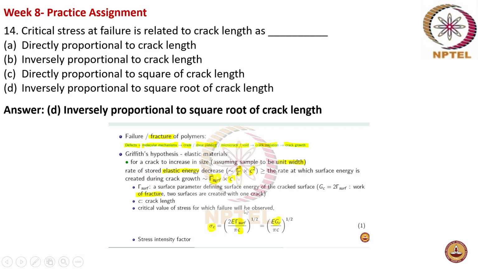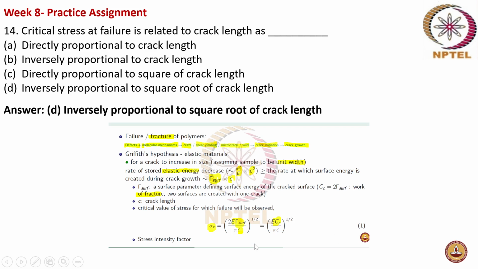So as you can see here, this is based on the Griffith's hypothesis. Your critical stress sigma c is equal to the square root of 2 times E times the surface parameter divided by pi c, the whole power half. That means 1 by c power half. That is, it is inversely proportional to the square root of the crack length.